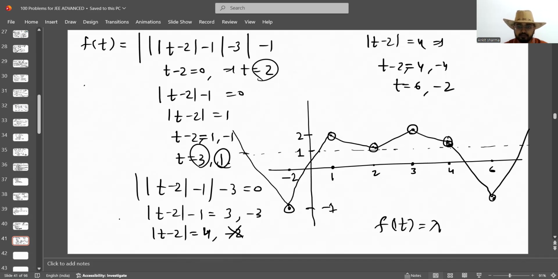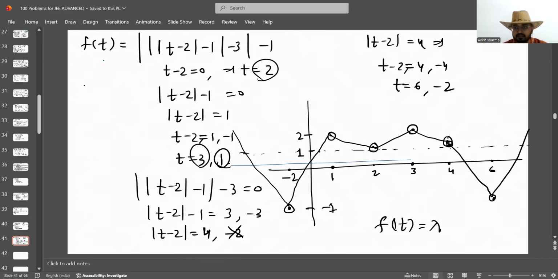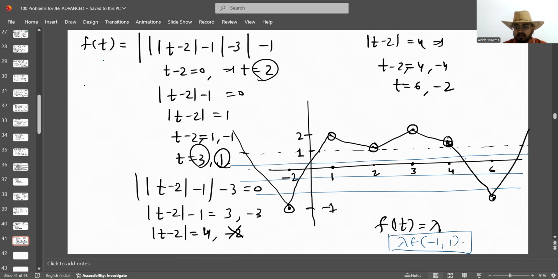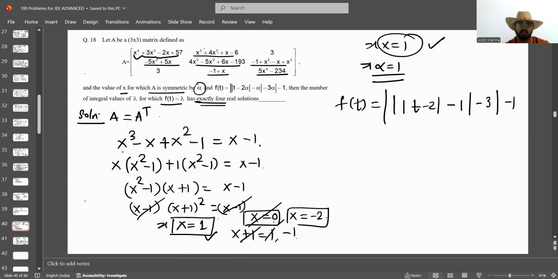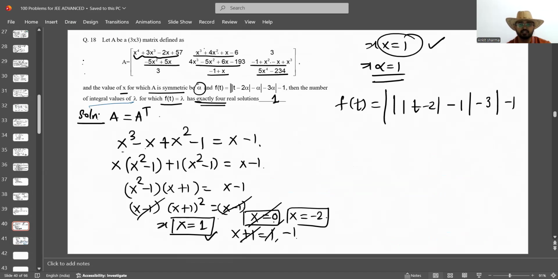So anywhere between minus 1 to 1, I can draw a line like this. This is my lambda. So you see here 1, 2, 3, and 4 intersections we are having, anywhere between minus 1 to 1. That means my lambda belongs to what? Minus 1 comma 1. So if I take any lambda between minus 1 to 1, f of t equal to lambda will have 4 solutions. And now we want the integral values of lambda. Between minus 1 to 1, there is only one integer, which is 0. So the answer would be 1.